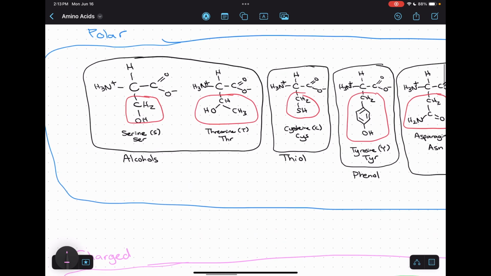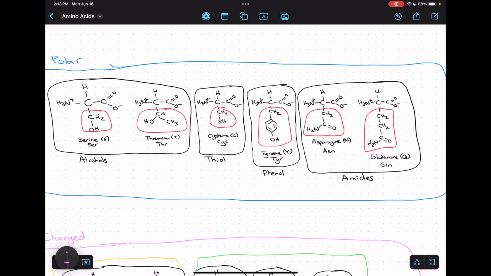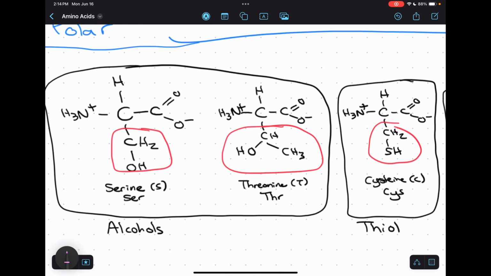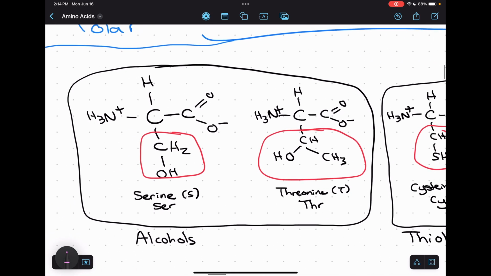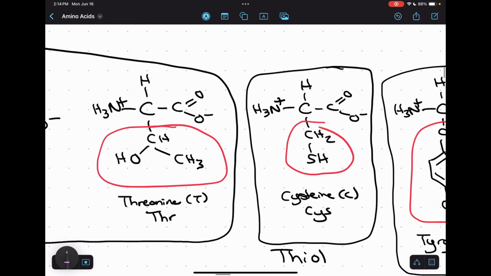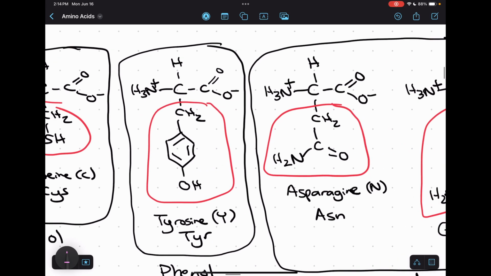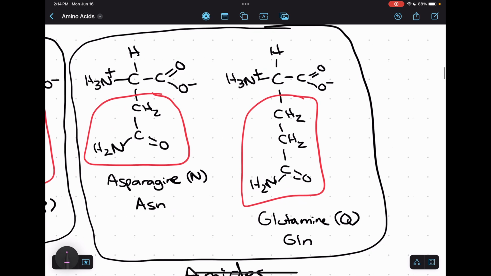And then moving to our polar ones, we have several with alcohol functional groups, one with a thiol functional group, one with a phenol functional group, and then 2 with the amide functional group. So the first one among these polar alcohols is serine, and then we have threonine. We also have cysteine, tyrosine, asparagine, and glutamine.